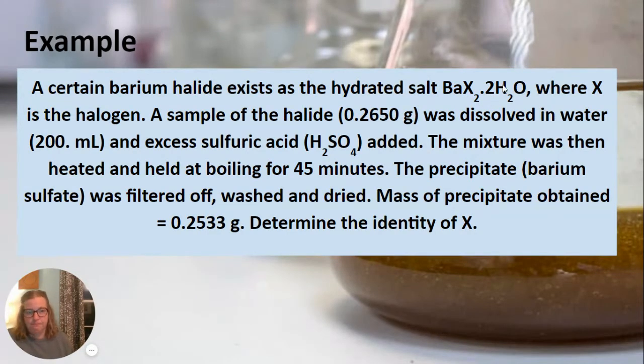So it's a dihydrate. A sample of the halide, 0.265 grams, was dissolved in 200 milliliters of water and excess sulfuric acid added. The mixture was then heated and held at boiling for 45 minutes. The precipitate, barium sulfate, was filtered off, washed, and dried. The mass of the precipitate obtained was 0.2533 grams. Determine the identity of X.